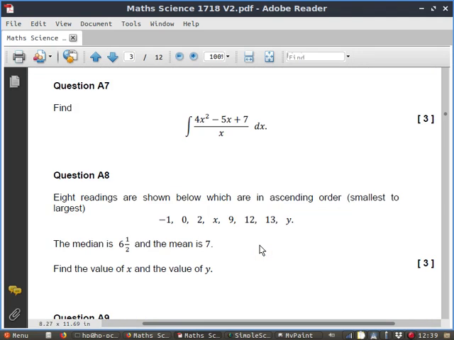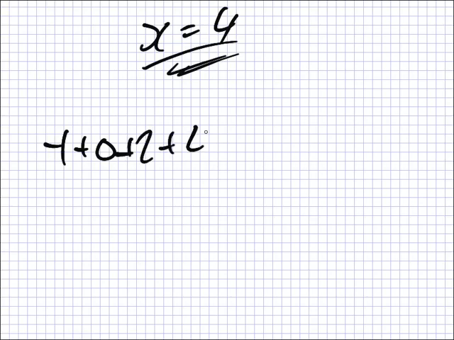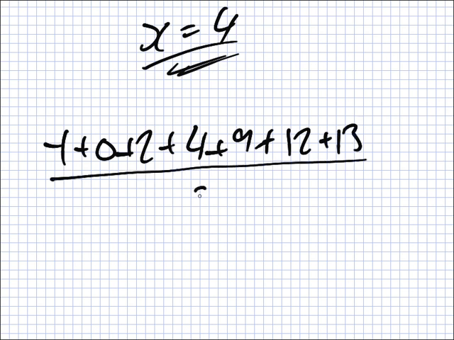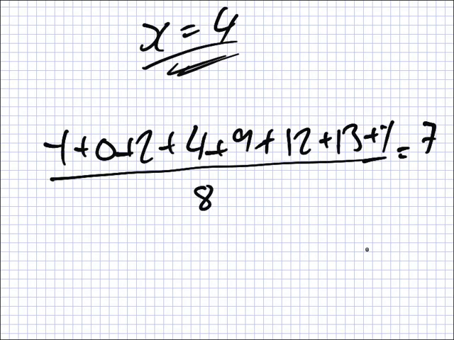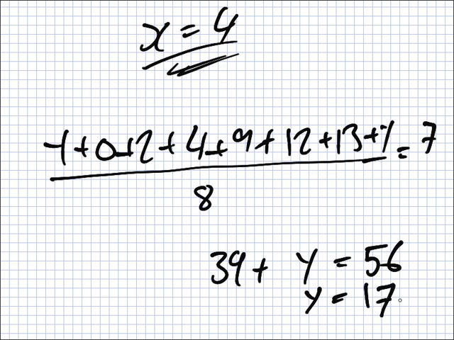And the mean is supposed to be 7. So that means minus 1 plus 0 plus 2 plus 4 plus 9 plus 12 plus 13 plus y, over 8, should equal 7. And then you bring the 8 up, so that's 56. Then it's 39 plus y. And so the y should be 17. That's okay, isn't it?